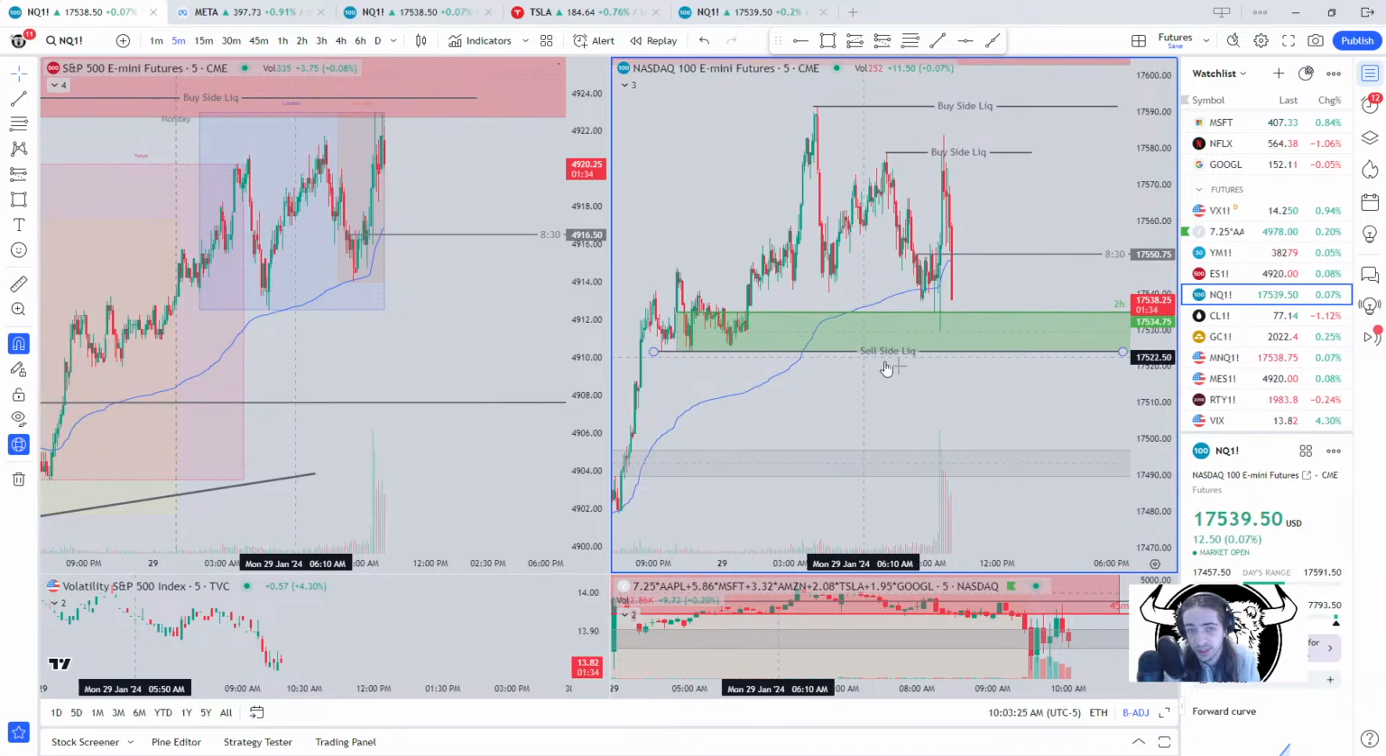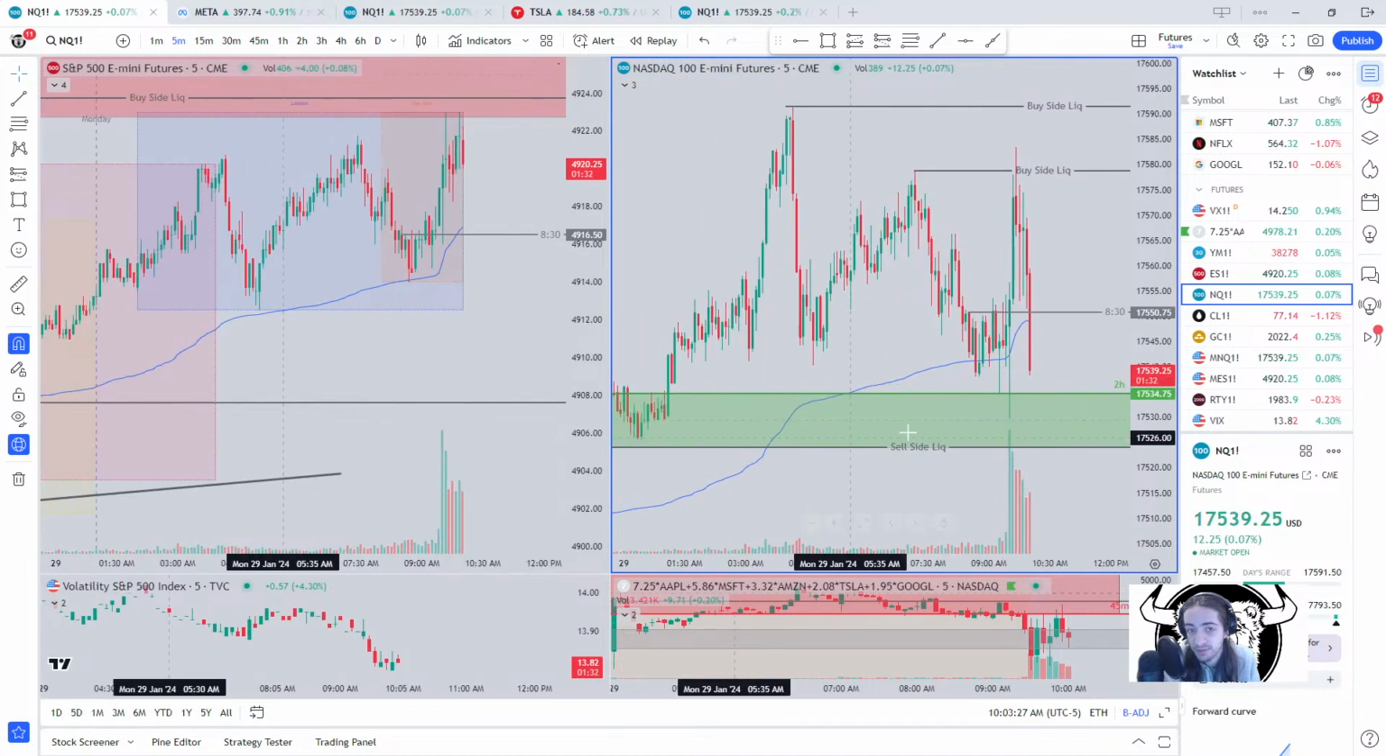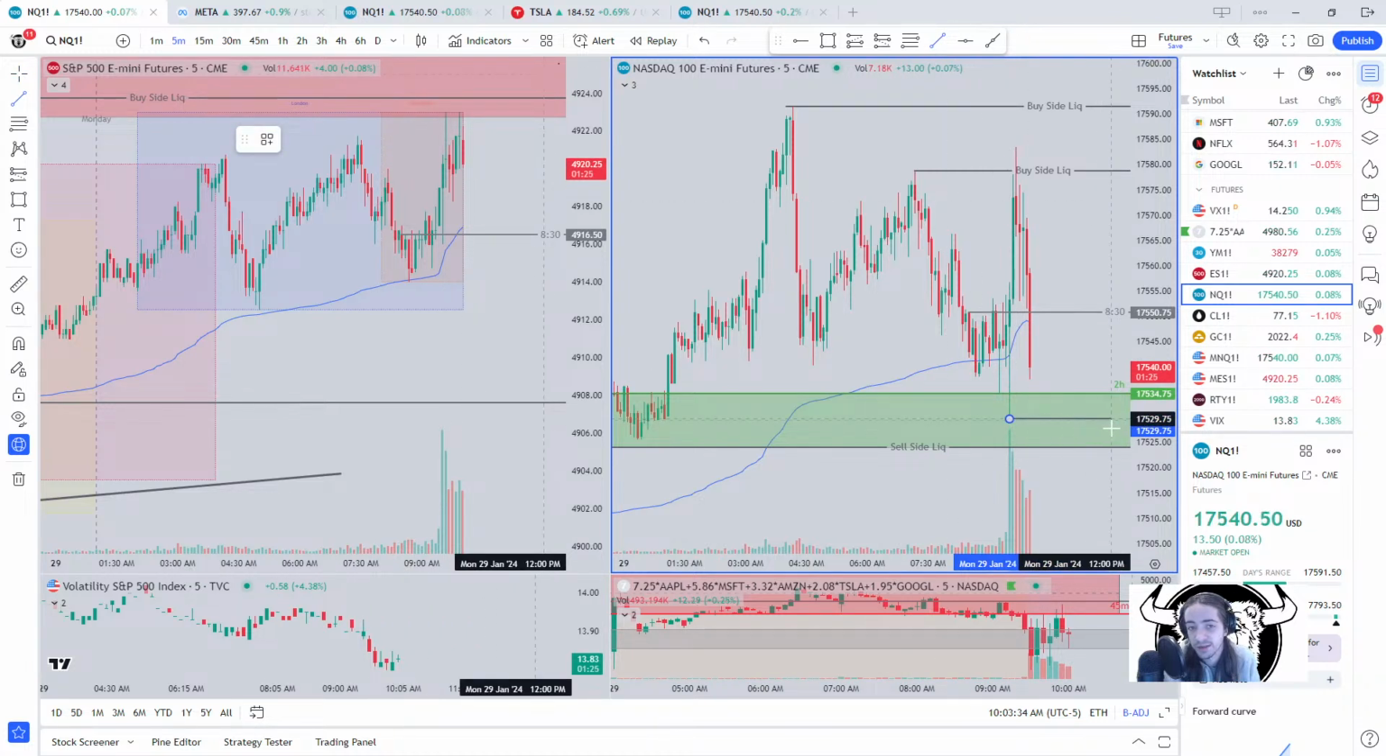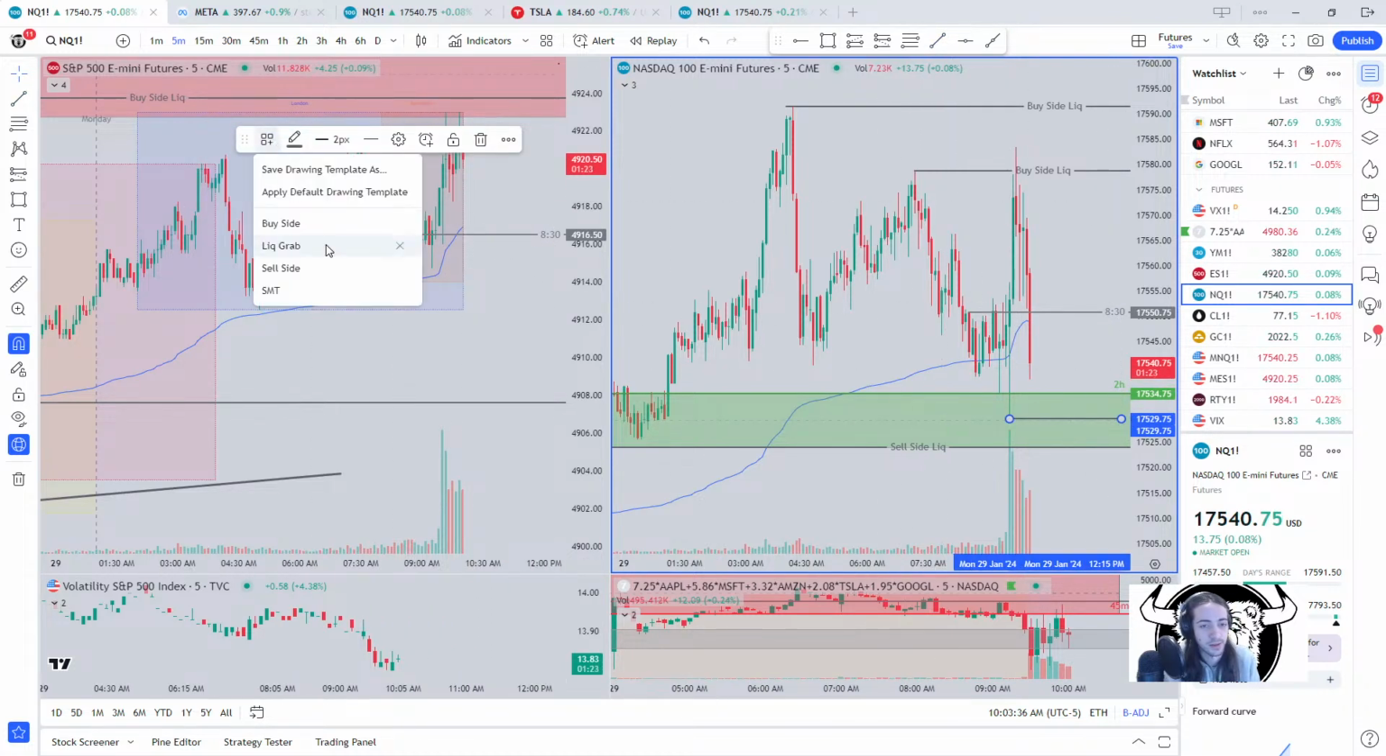So now what I'm looking for is another type of sell-side liquidity sweep right at this level right here, at this previous spot. Now this is where we entered our longs earlier.